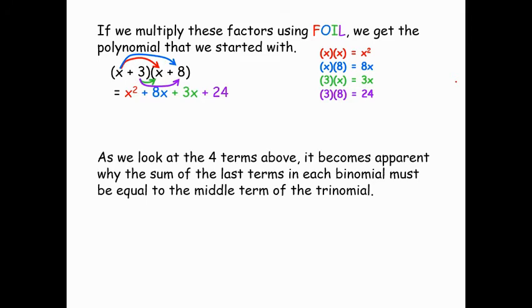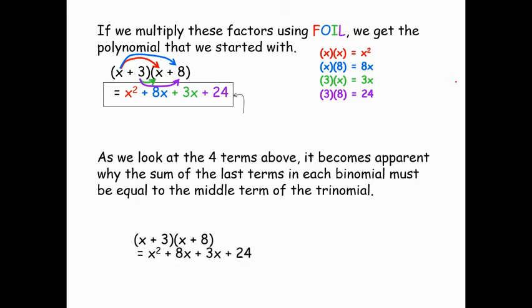Okay? As we look at the four terms above, it becomes apparent why the sum of the last terms in each binomial must be equal to the middle term of the trinomial. So that means that our x plus 3 and x plus 8 gives us what we started with, x squared plus 11x plus 24.